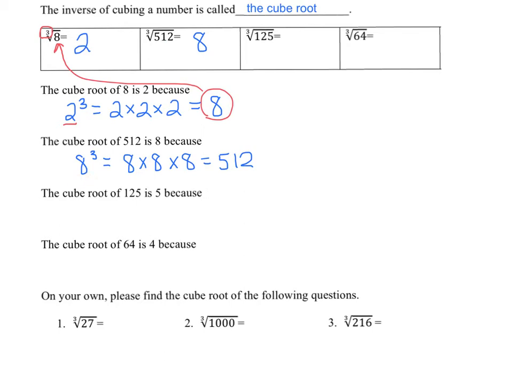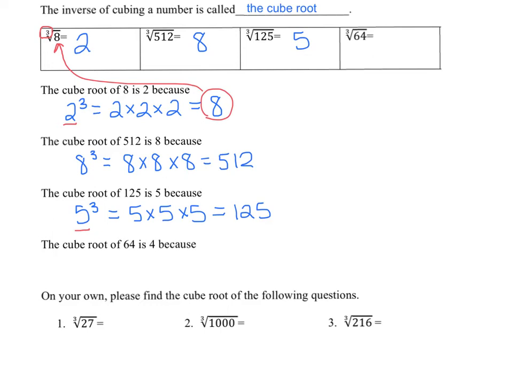Let's look at another example. The cube root of 125 is equal to 5. So the cube root of 125 is 5 because 5 to the third power is equal to 5 times 5 times 5, which equals 125. Therefore, our number inside of the cube root is 125. You have your exponent, which is 3, and your 5 is your base.